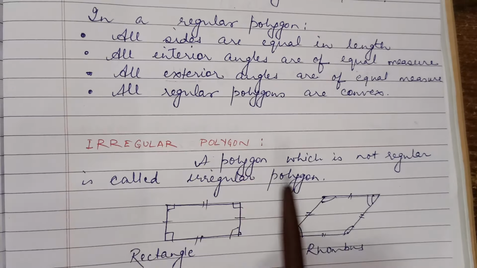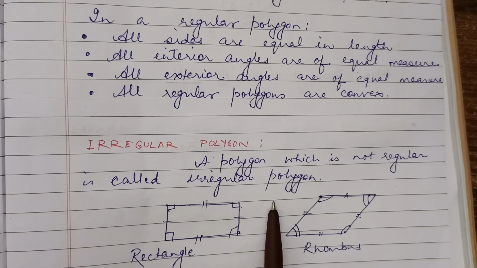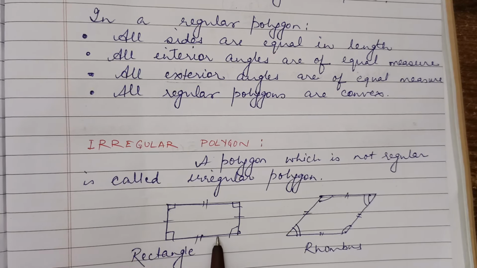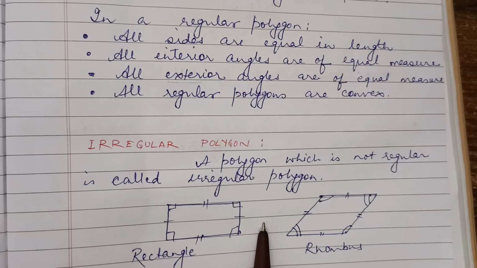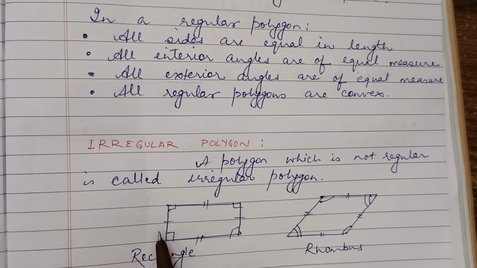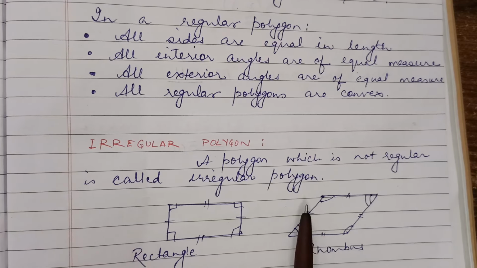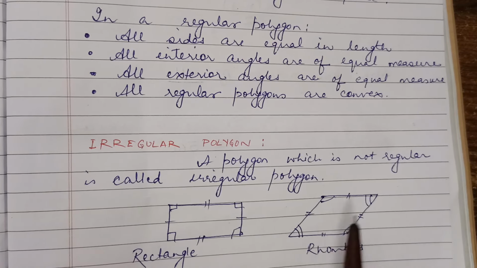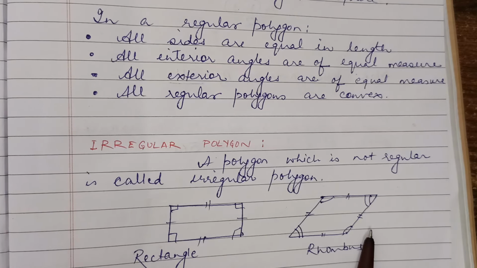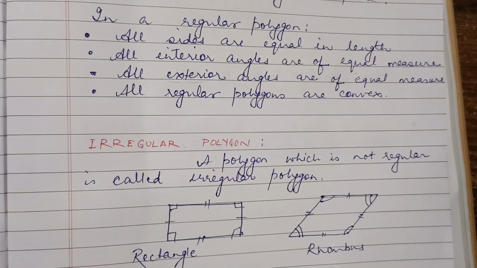Then irregular polygons, a polygon which is not regular is called an irregular polygon, like a rectangle. Here only opposite sides are equal. Okay, so it is an irregular polygon. Similarly, rhombus, though all the sides are equal, the angles are not of equal measure. Okay, so this is also an irregular polygon.